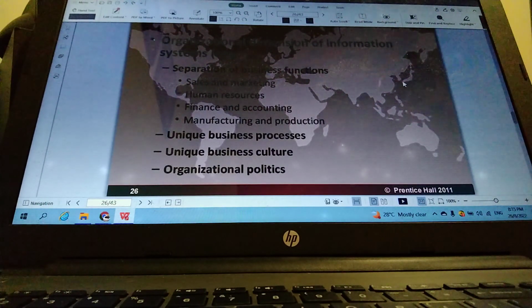In terms of separation of business function, of course, we're going to look at it by department, which is not new. We have sales and marketing, human resources, finance and accounting, manufacturing and production, and many other departments, who are the users or the business functions or departments in your company, which are either directly or indirectly having a relationship with the IT system.